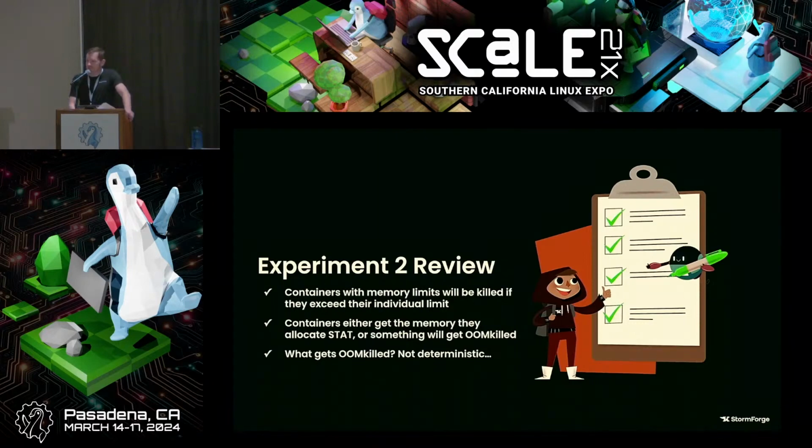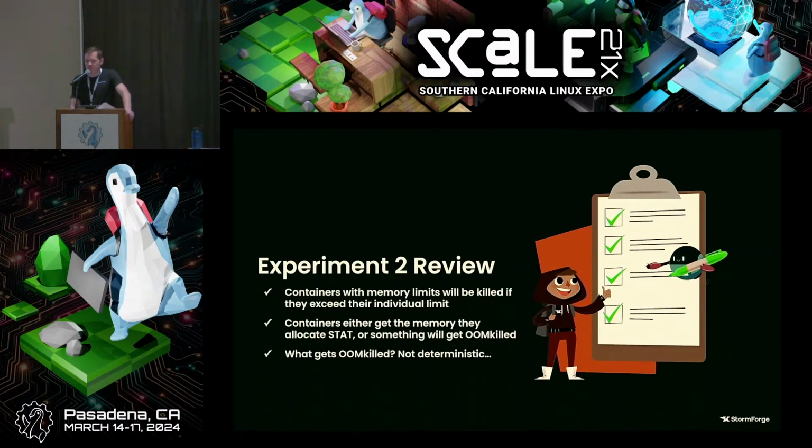Containers, unlike CPU, if a container doesn't get memory that it tries to allocate right away, something's going to get killed. Memory is not a compressible resource. You're not going to have that ability to just do it later in this case. What gets killed and how?